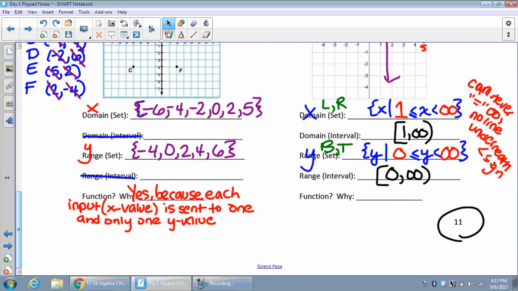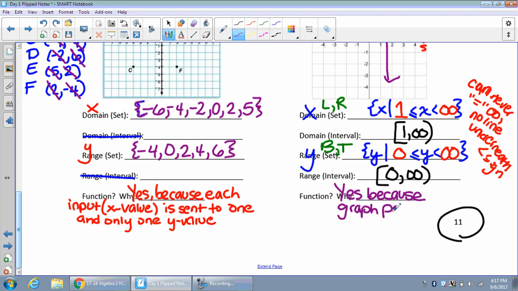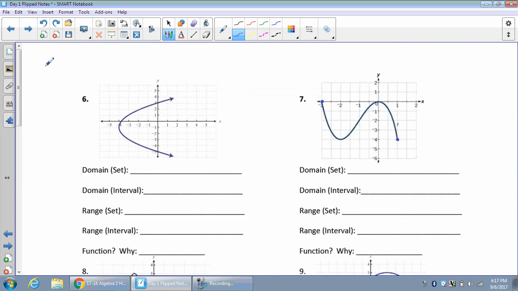So we say, is it a function? Yes, because the graph passes the VLT. And that's it, passes vertical line test. Moving on to our next example.